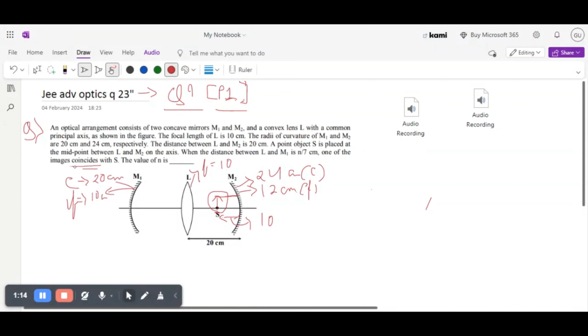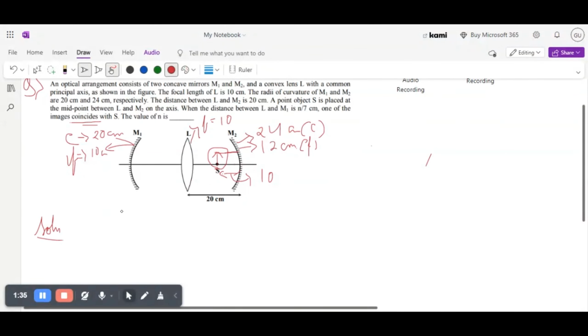So when the image coincides with the object, the case is called autocollimation. And today I'm going to explain that in case you don't know. Don't worry, okay. When the image coincides with the object, it is placed at 3 positions mainly. I will come to it later when we proceed with the question, you can see it, okay. So let's start solving the question.